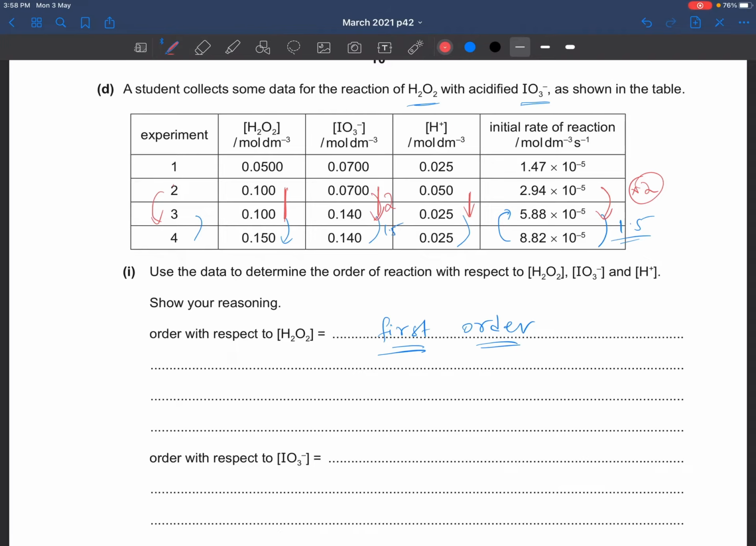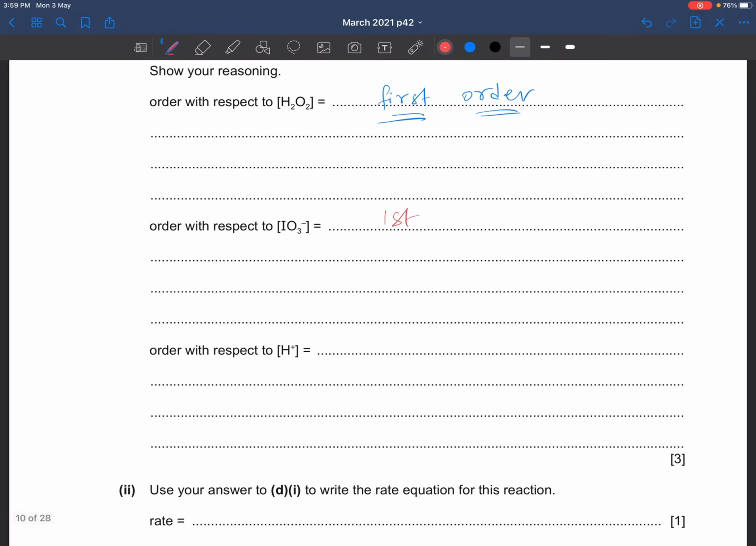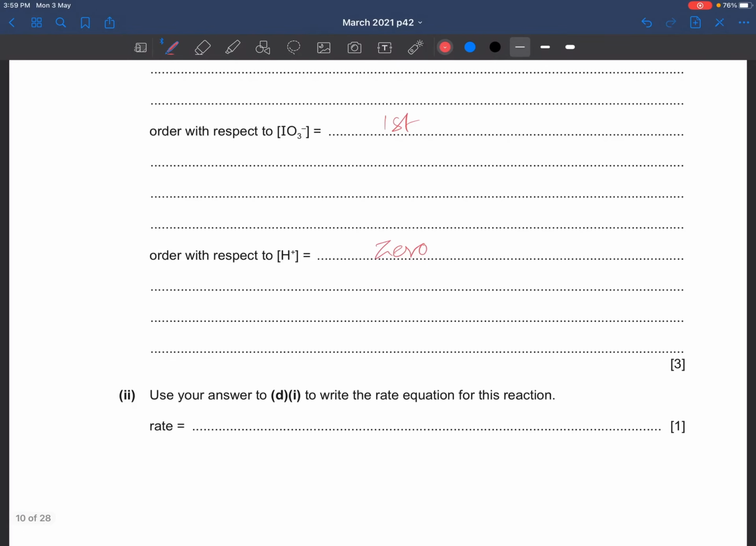So that means with respect to H plus ion, this is zero order reaction, and with respect to IO3 minus, this is first order reaction. So with respect to IO3 minus, this is first order, and with respect to H plus, this is zero order. So use your answers to D1 to write the rate equation for this reaction. You can solve this in detail. I just have written the answers here.